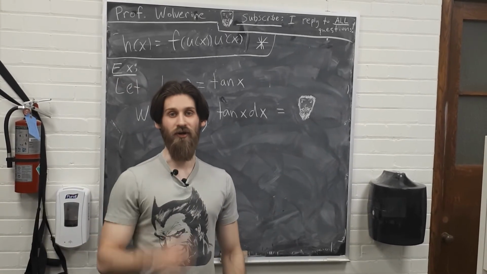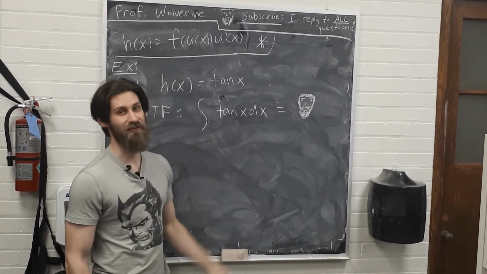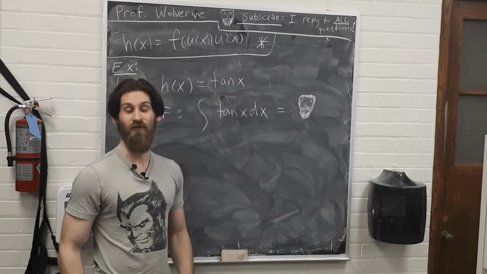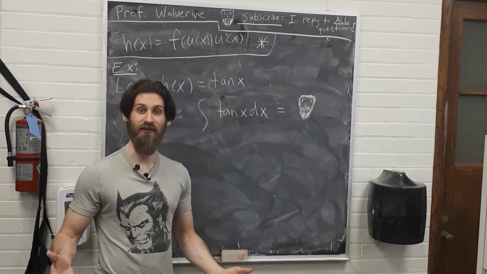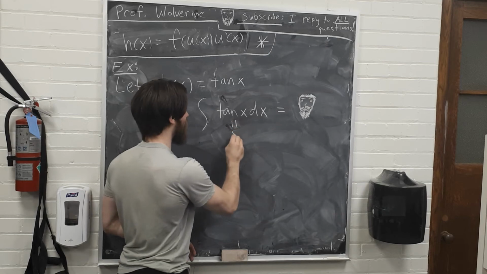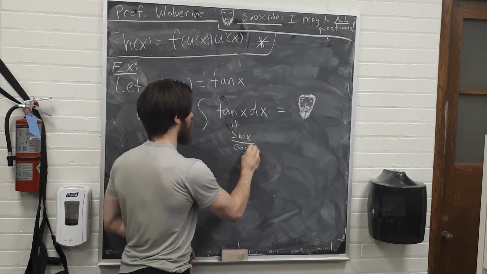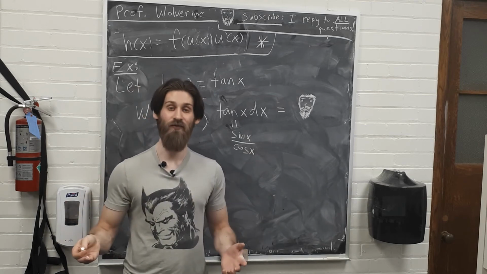Okay, so let's do one more. This is the tricky one. The integral of tan x. So what should u be? What is the inside function? Let me give you a hint. Tan of x is equal to sine x over cosine of x. So now pause the video, think about what u should be.